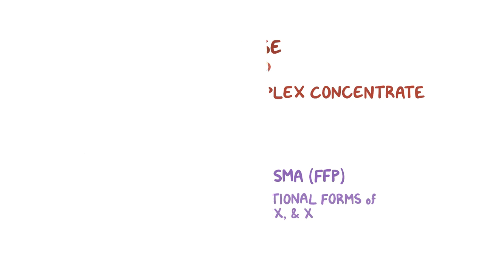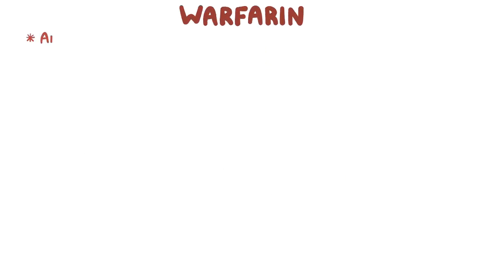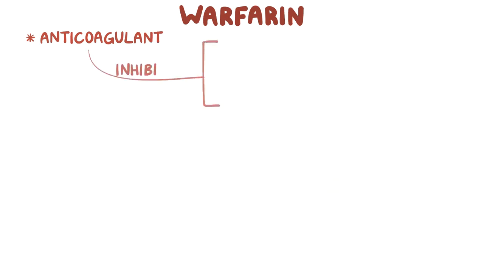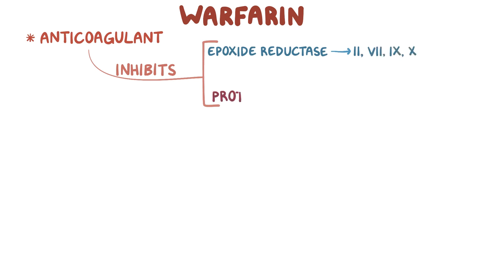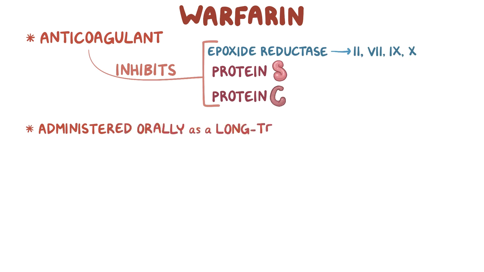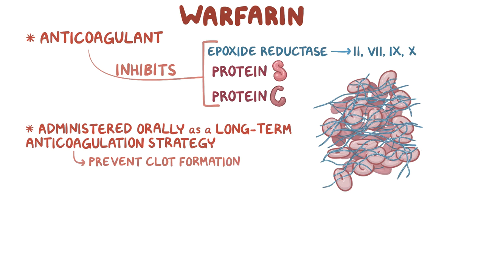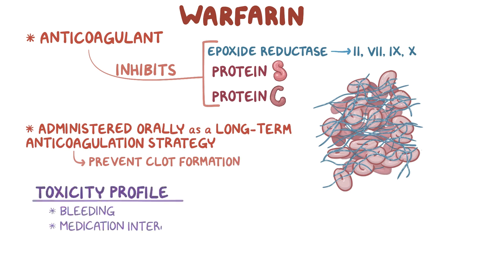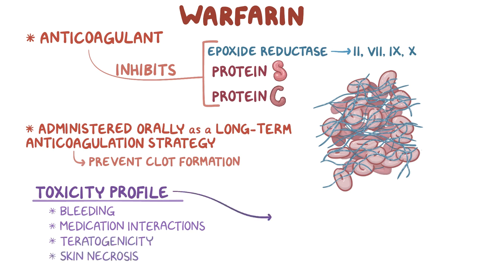Alright, as a quick recap. Warfarin is an anticoagulant that works by inhibiting vitamin K epoxide reductase for factors 2, 7, 9, 10, protein C, and protein S. It is administered orally as a long-term anticoagulation strategy to prevent clot formation. Its toxicity profile includes bleeding, medication interactions, teratogenicity, and skin necrosis due to its ability to transiently lower protein C levels in the blood.